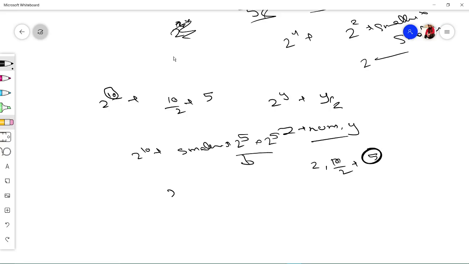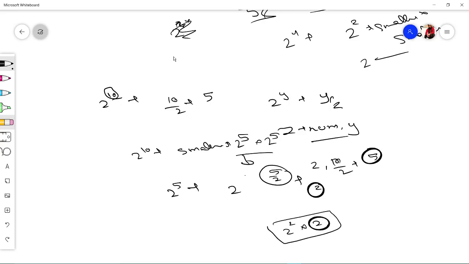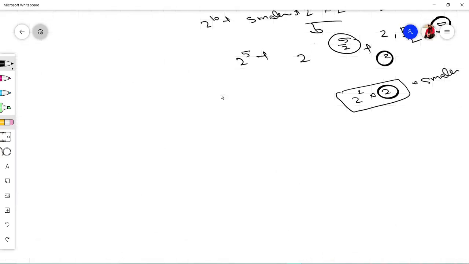Then again on this 2 raised to the power 5, the recursion function will find 5 by 2, which would be equal to 2. So it will find 2 raised to the power 2 and multiply by 2. And then again the smaller, I'll explain it for 2 to the power 5 now.